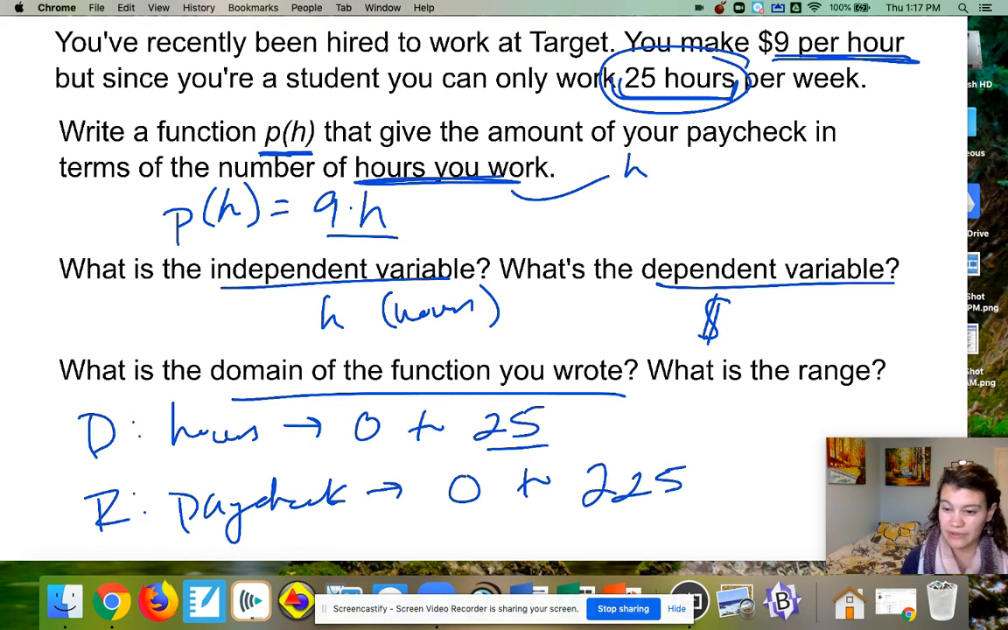So that's it for this one. You can work on the 4.6.2 Math Excel.